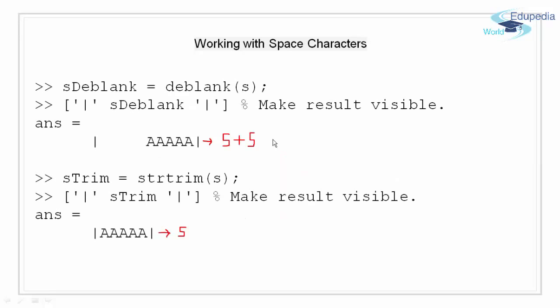Again, continuing with the same string of A's and spaces, we have the deblank function that truncates the trailing spaces, so we are left with only 5 spaces and 5 A's. The trailing 5 spaces are erased by this function. So remember, S has 5 spaces, 5 A's and 5 spaces again. Using the deblank function, we are only left with 5 spaces and 5 A's. The trailing 5 spaces have been erased. Then we have string trimming that trims all the spaces in the string, leaving us with only 5 A's.